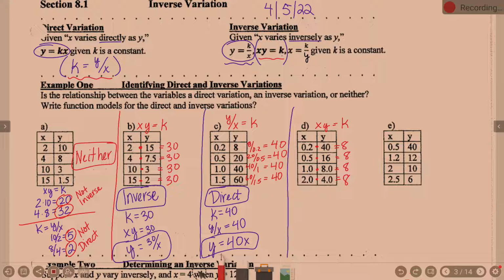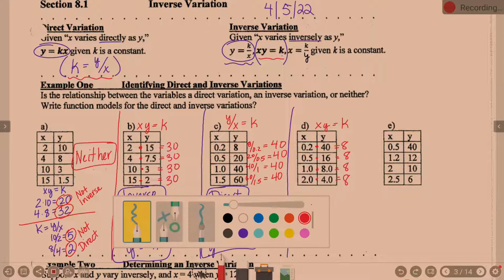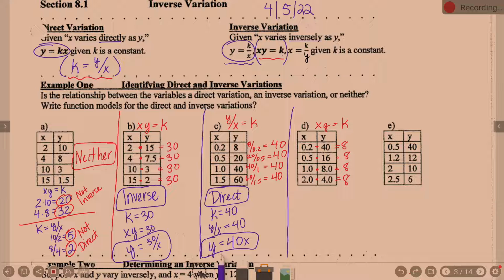So again, it fits into the x times y equals k. If x times y multiplied equal k, this is what type of variation? Inverse. Okay. Inverse variation where k is 8.